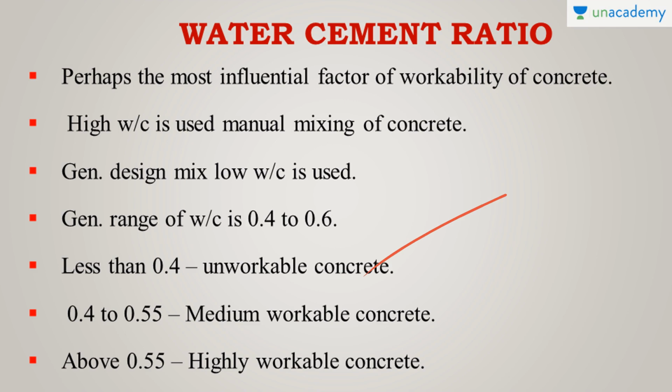If it's in between 0.4 and 0.55, it is known as medium workable concrete, which is generally used in almost all domestic constructions. If it's above 0.55, it is highly workable concrete. That means it has very high flowability, and settling is very fast. Fast settling concrete is a byproduct of this highly workable concrete, but it is susceptible to segregation and bleeding if not used in a correct manner.